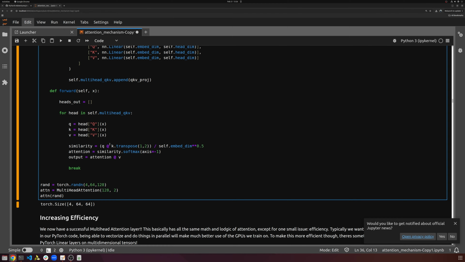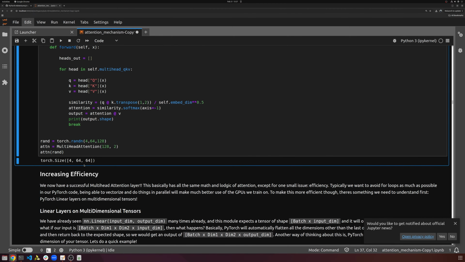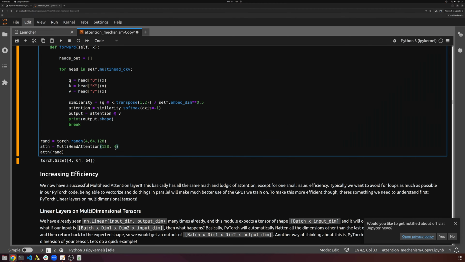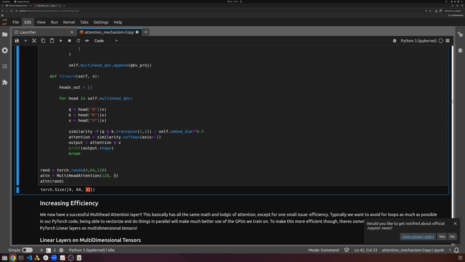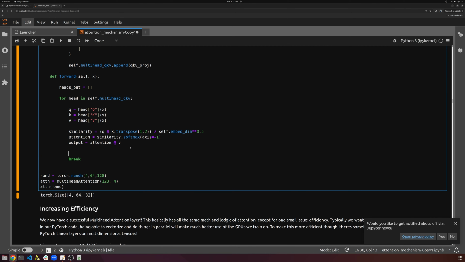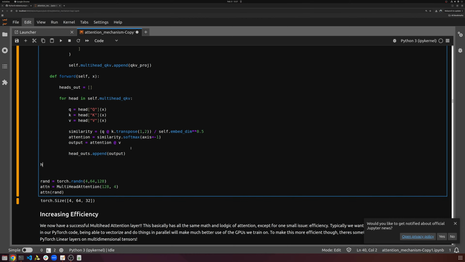All right, so now that we have our output, we can print the output.shape real quick, take a look, and let's make the numbers a little bit different. So if we have 4 heads, 128 divided by 4 is 32. So this output has an embedding dim of 32, because we projected it to that, so that just makes sense. And we can then go onto headouts.append output. Right? So we're going to go ahead and store these. And so our final headouts is a list of these tensors.